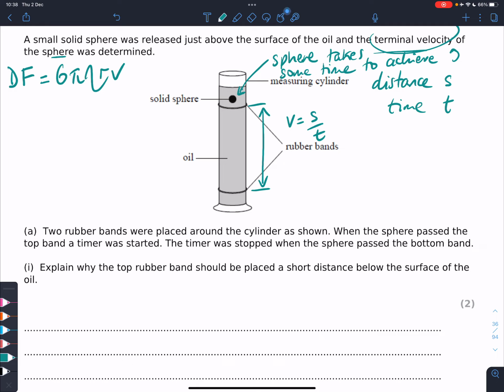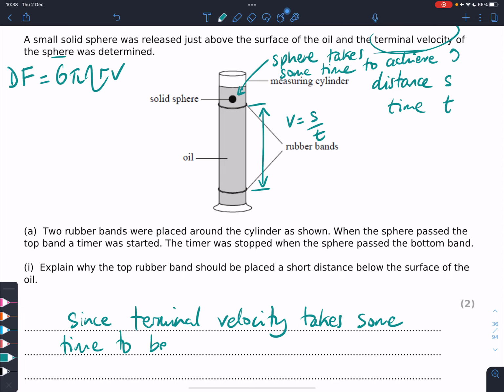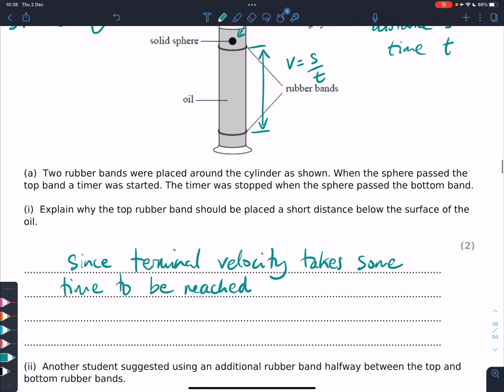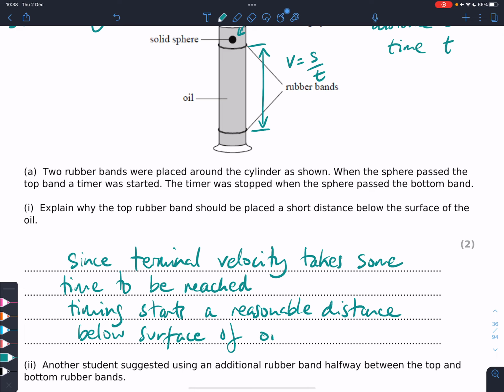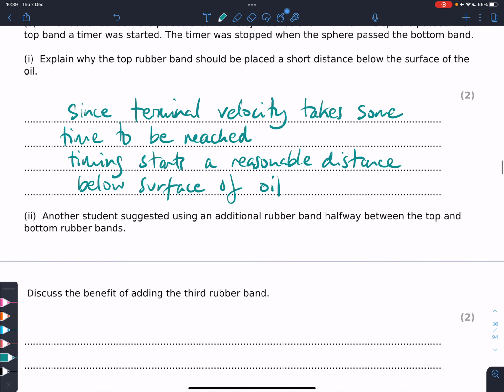Okay. So, since terminal velocity takes some time to be reached, timing starts a reasonable distance below the surface of the oil.